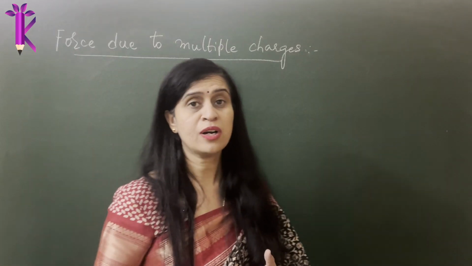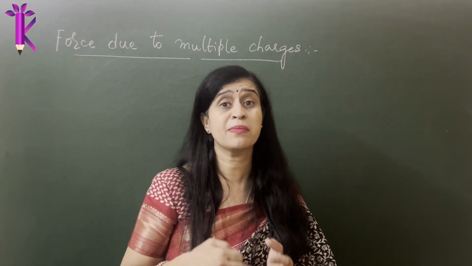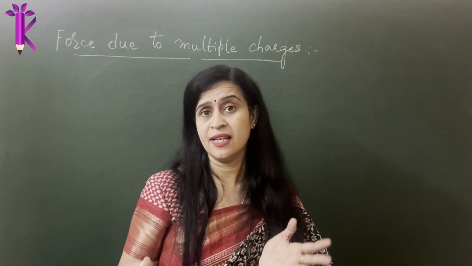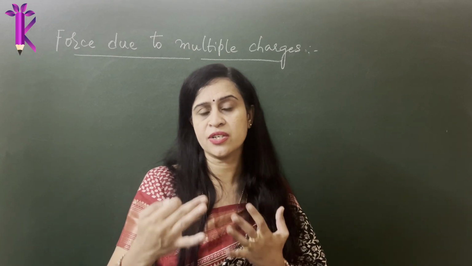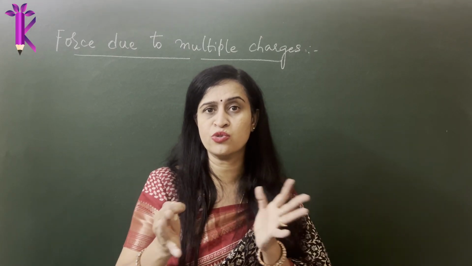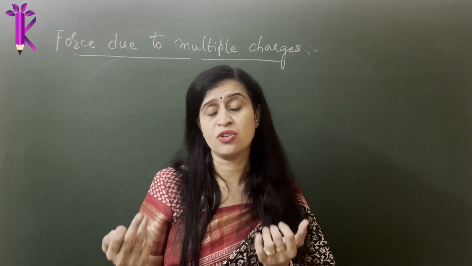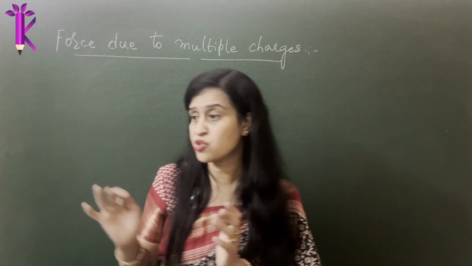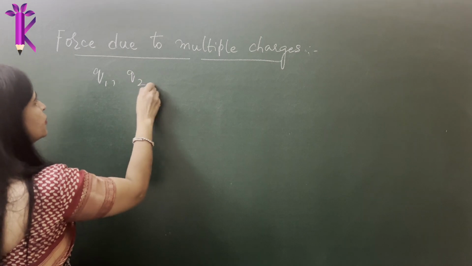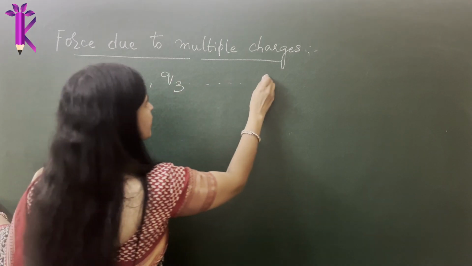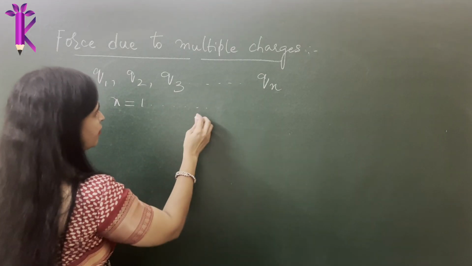Well, now let's talk about the Coulombian force of attraction or repulsion, not only due to 2 charges, but what if there are multiple charges? There could be hundreds of charges. How will the force of attraction or repulsion between each pair affect the others? How are you going to find the net force? To do so, let's assume there are charges Q1, Q2, Q3, and so on up to Qn. N can be any number, from 1 to 100 or whatever.